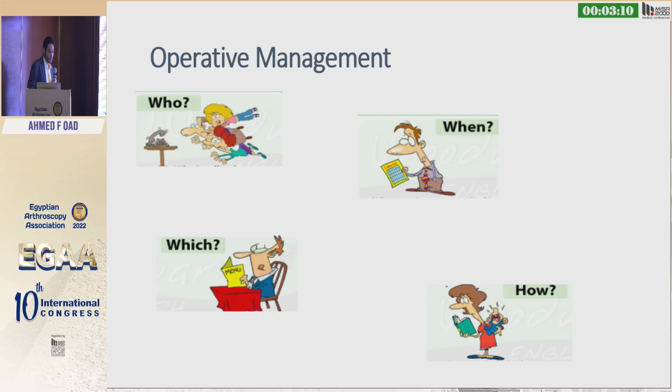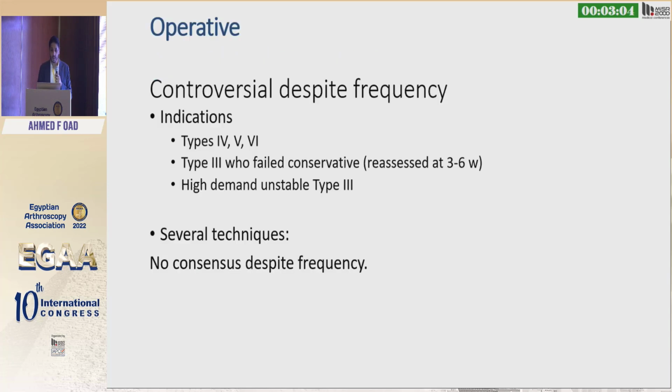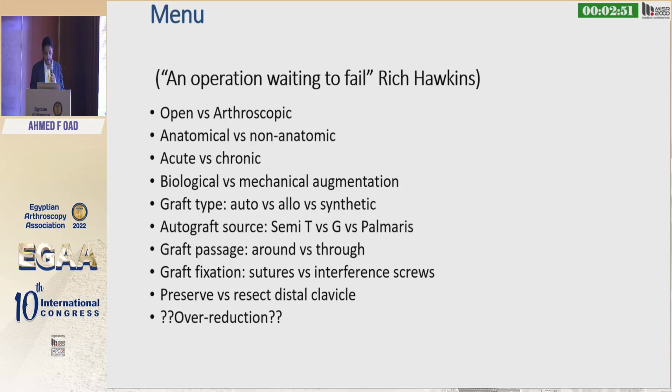Regarding the operative management, there is no consensus. Again, who should have an operation, how and when, which operation. It's very, very controversial, but we can say that surgery is indicated for types 4, 5, and 6, if you ever see it. Type 3 who failed the conservative treatment, or the unstable type 3, with several techniques available. As said by Richard Hawkins, it's sometimes an operation waiting to fail.